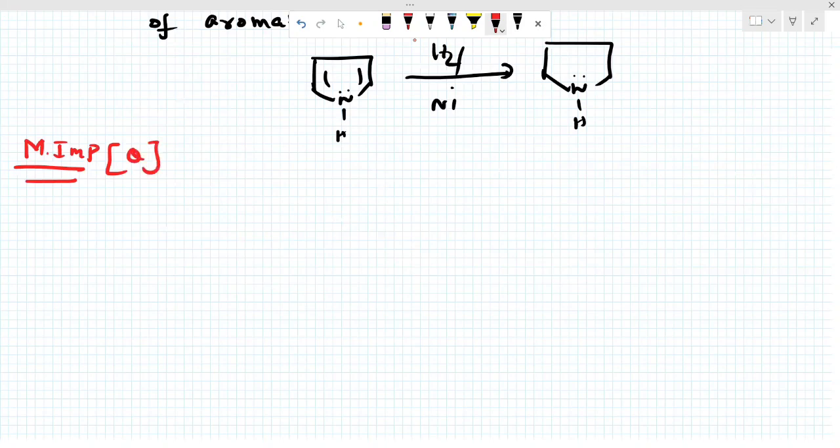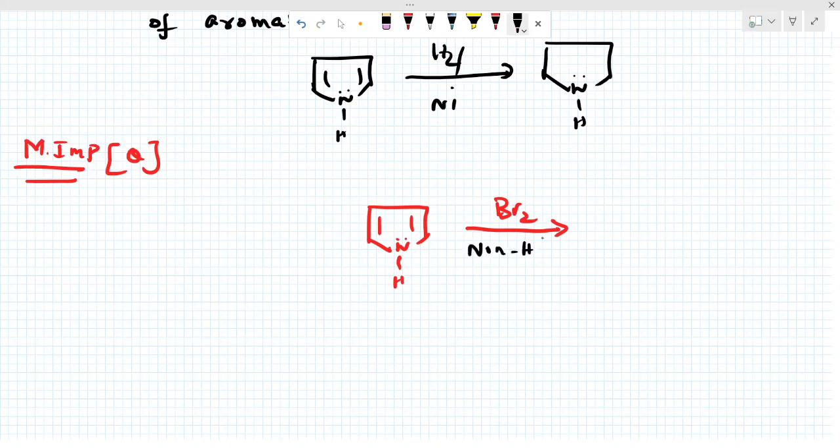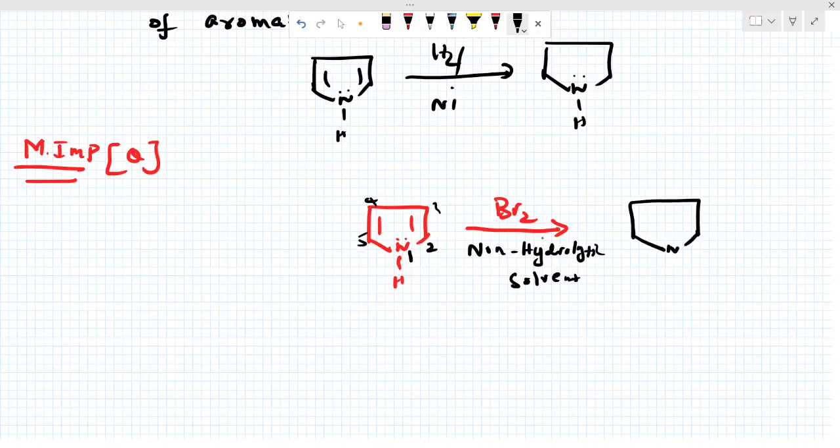Okay, now take pyrrole. I'm going to do the bromination. I add Br2, but I'm going to change the solvent. Here I use a non-hydrolytic solvent, a non-H plus solvent, not a protic solvent. Where is the Br plus going to attack in the reaction? The second position, right? This is 1, this is 2, this is 3, this is 4, this is 5. The second position. What is the answer here? I get the answer like this.